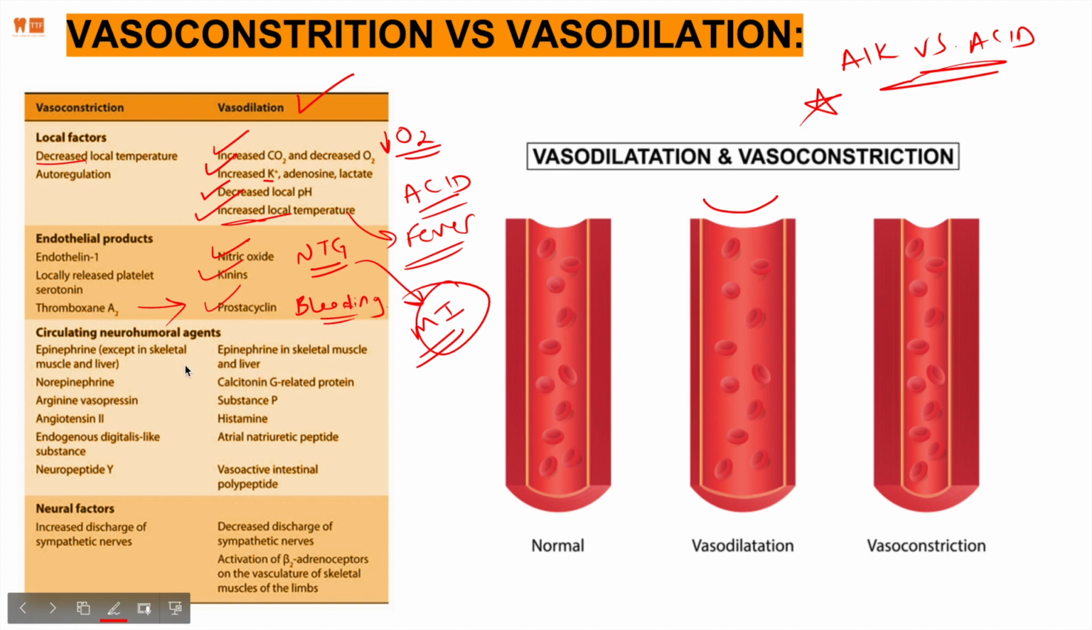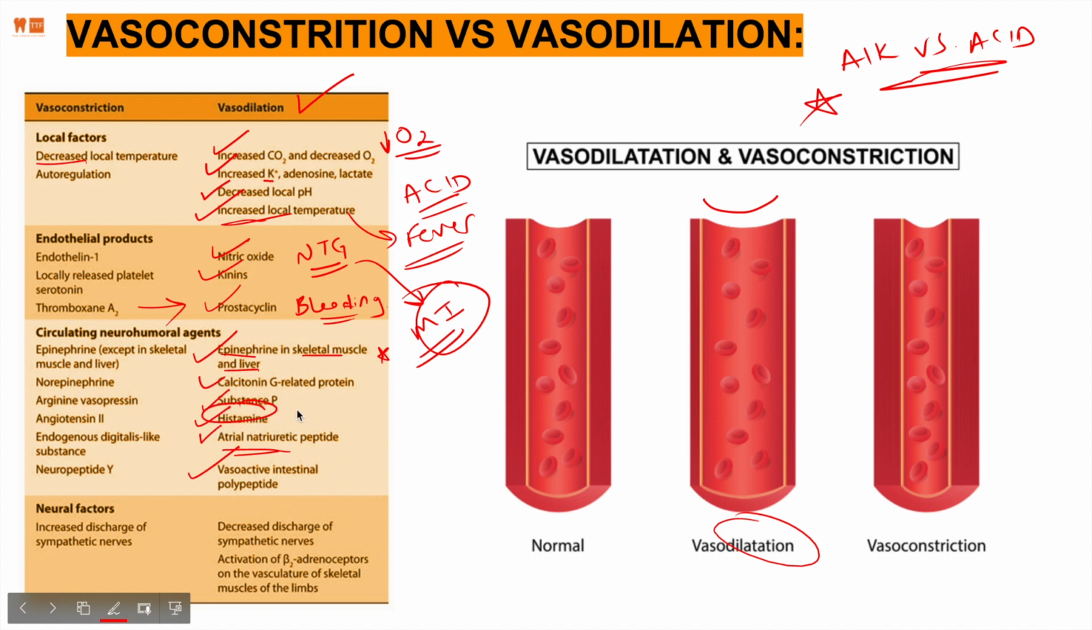Moving on to circulating neurohormonal agents. We have epinephrine in skeletal muscles and liver. When epinephrine enters skeletal muscles and the liver, it actually causes vasodilation. It's just a fun fact. Not very relevant for dentistry, but it's a fun fact. Calcitonin gene-related protein, substance P, histamine, and atrial natriuretic peptide. Vasoactive intestinal polypeptide. So what's important, what's not important?